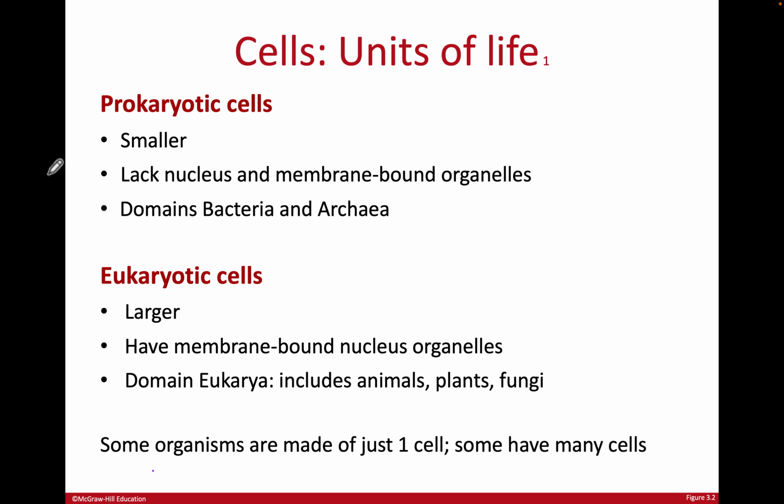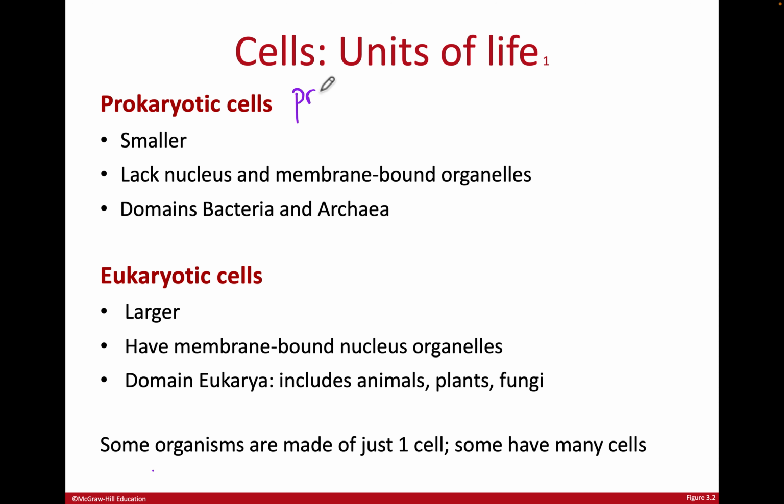Cells are the basic units of life. They are the smallest entities that can be considered living. Some organisms are unicellular, meaning they're just made of one cell. Other organisms are multicellular, meaning they are made of many cells. There are two main categories of cells. We have prokaryotic cells and eukaryotic cells.